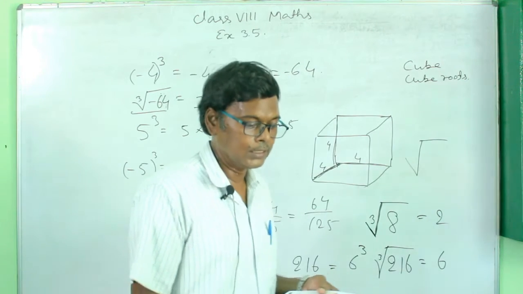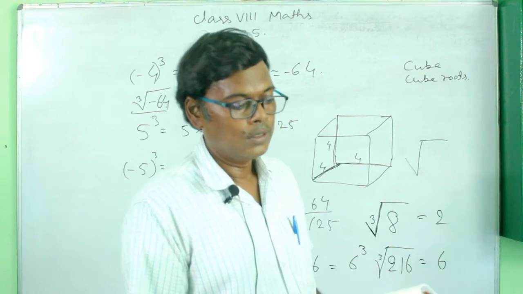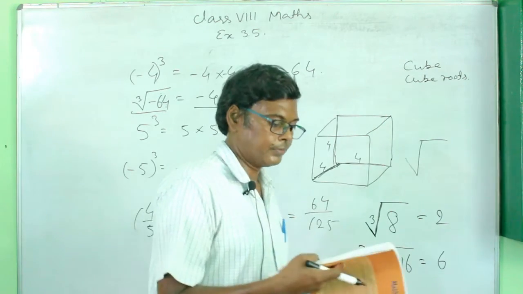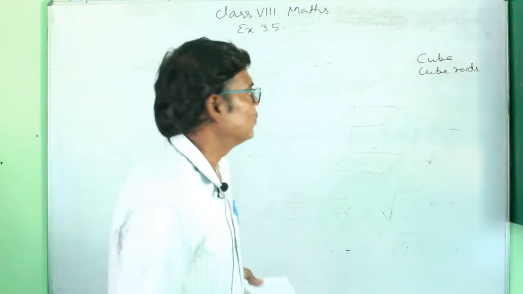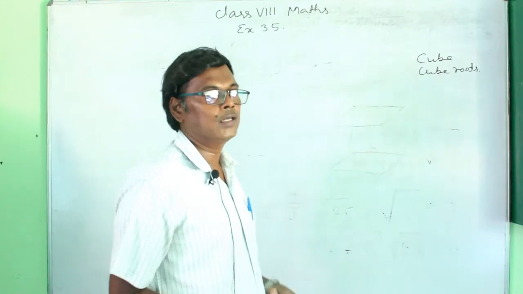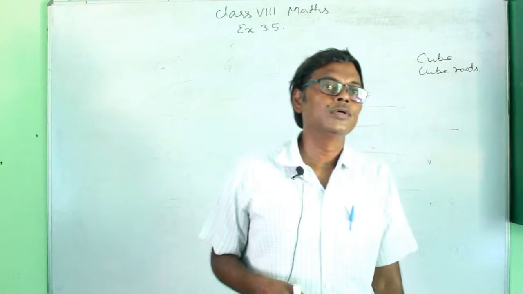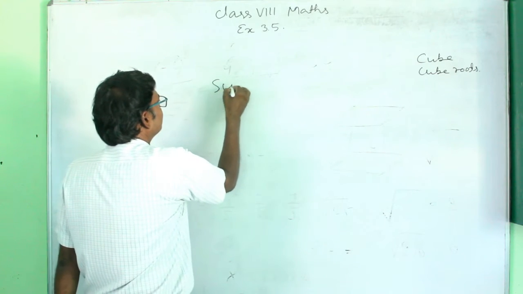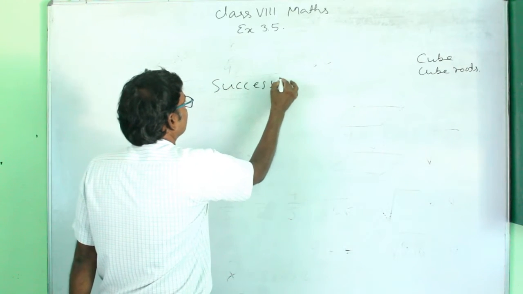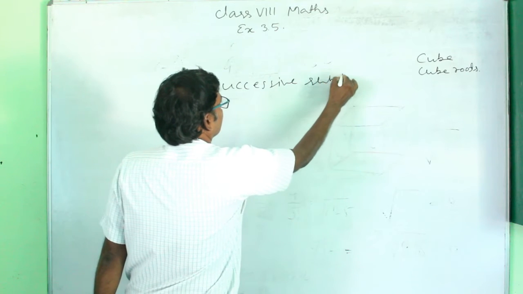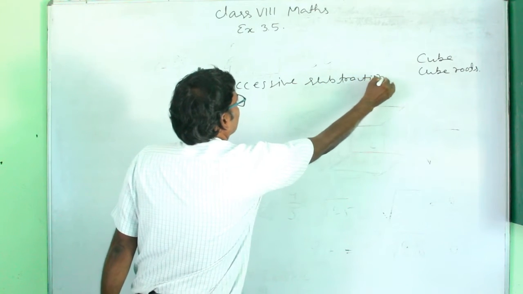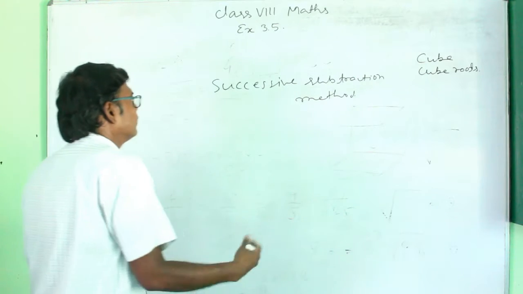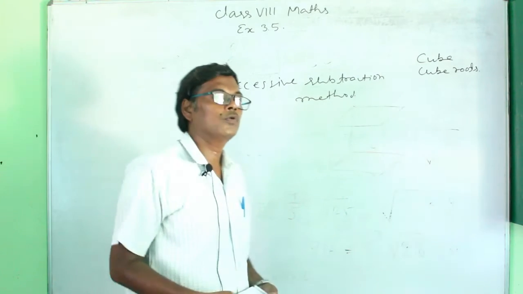And how will you find the cube root of any number? There are some methods. The first method is successive subtraction. Now we will find the cube root by using the successive subtraction method. By this method we can find the cube root of a number.